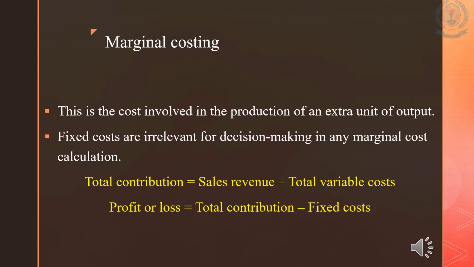Once we have calculated the amount of the contribution, we then deduct the fixed costs from the total contribution to arrive at a profit or loss. Therefore, the full equations are: total contribution equals sales revenue minus total variable costs, and profit or loss equals total contribution minus fixed costs.